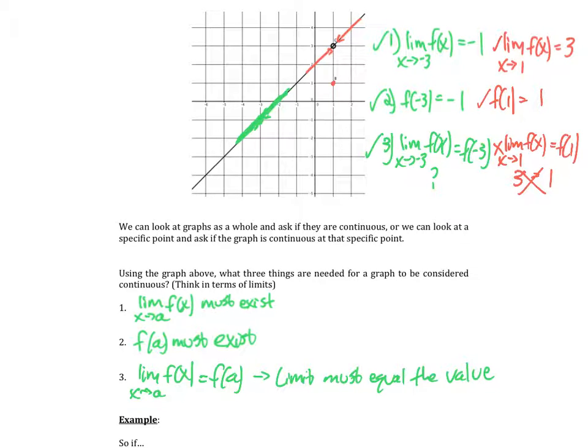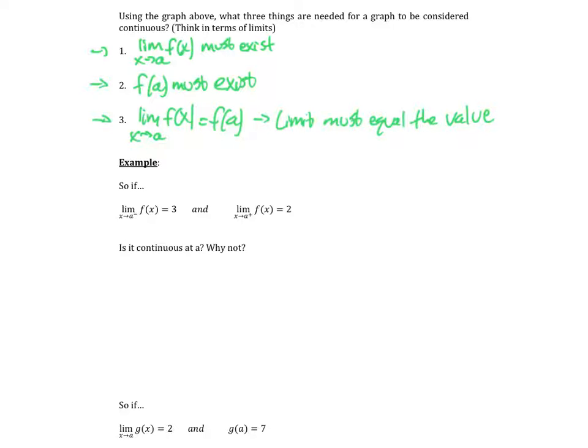Okay? So for a graph to be continuous at a singular point, all three must exist. If any of the three are not true, then the graph would not be continuous. Okay? The graph would not be continuous. So let's take a look at a quick example.